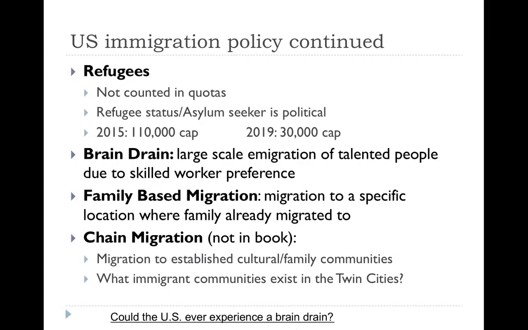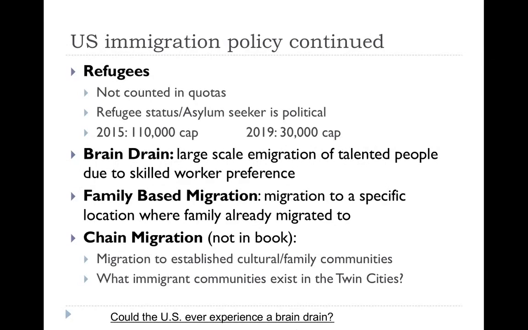One other thing we can look at is brain drain. Brain drain is when we see large-scale emigration of talented people due to skilled worker preferences. People may be leaving a certain country because that country is not allowing them to practice whatever their skilled position or skilled job might be. We tend to see that the United States will allow in people who are highly educated from other countries before they'll allow other people in. That is a brain drain situation.